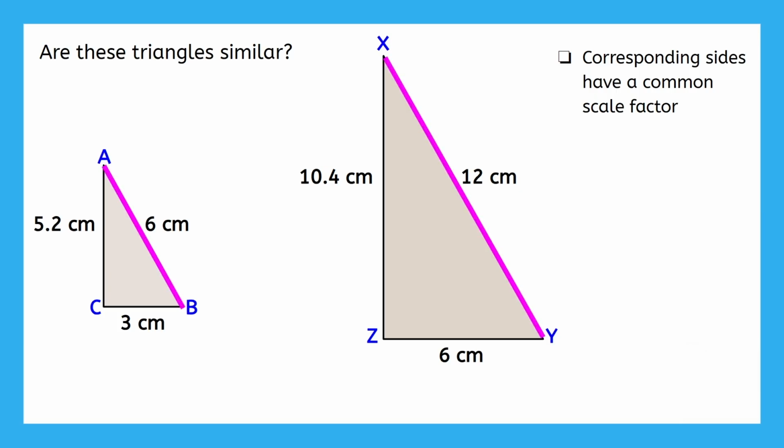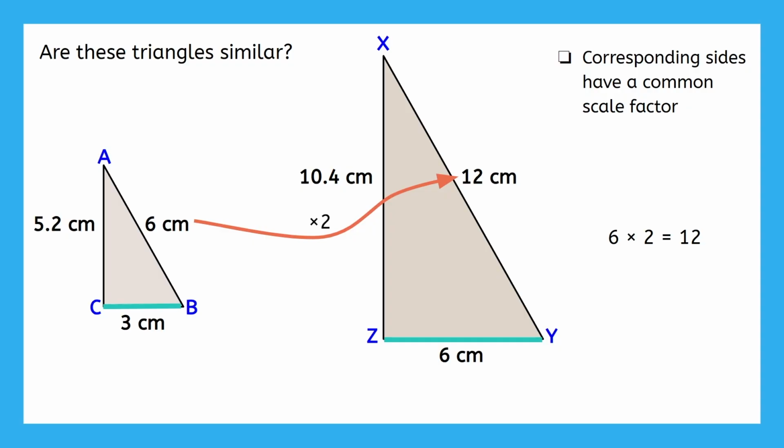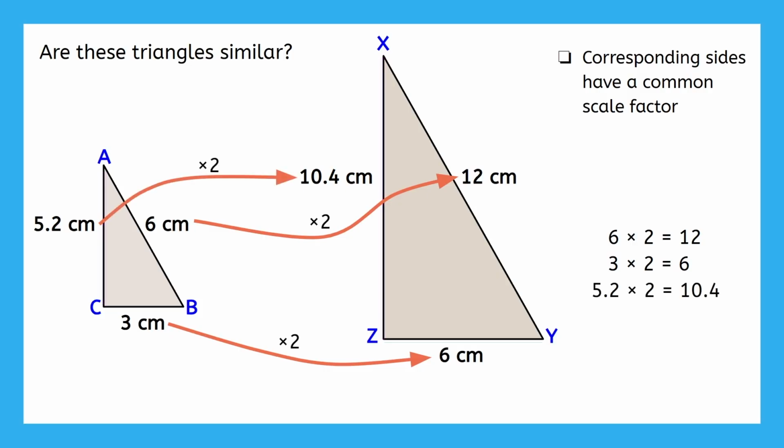Our longest sides, sides AB and XY, correspond, and a scale factor of 2 takes us from 6 to 12. Sides BC and YZ correspond, and multiplying by 2 takes us from 3 to 6. And 5.2 times 2 is 10.4, so that same scale factor works for all 3 pairs of corresponding sides. Great, we can check that off our list.